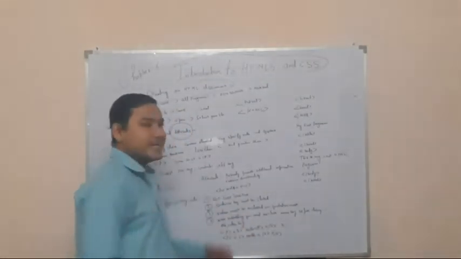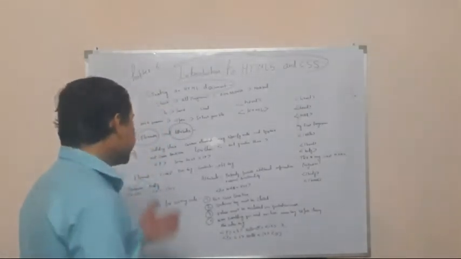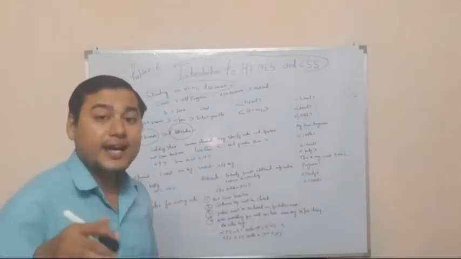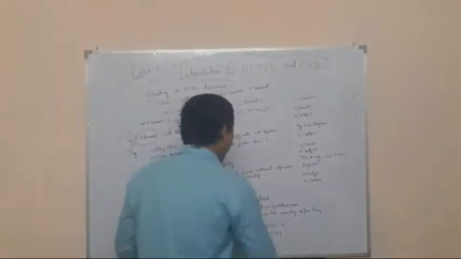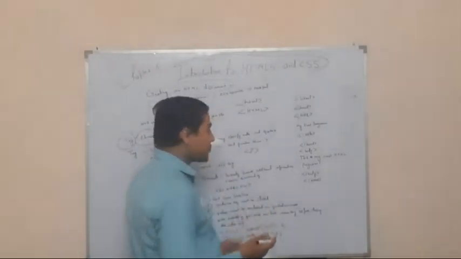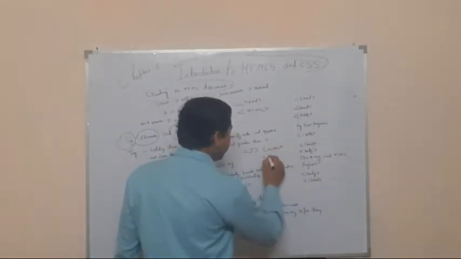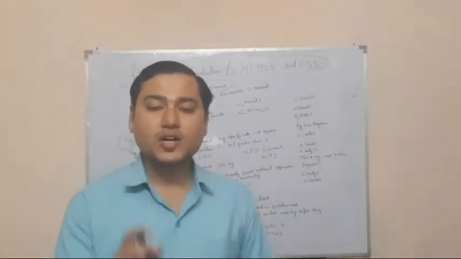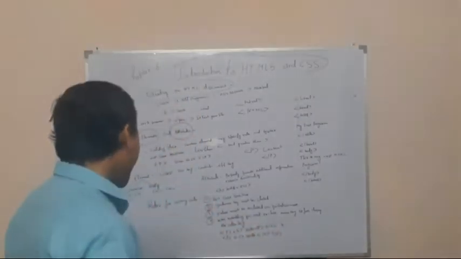Now the next thing is the element. What is an element? An element consists of an on tag, an off tag, and content. Three things are there: the on tag, which is the opening paragraph tag, then the content, where we can write anything in between, and then we have to close it. So the opening tag, the closing tag, and the content, these three things are called an element.